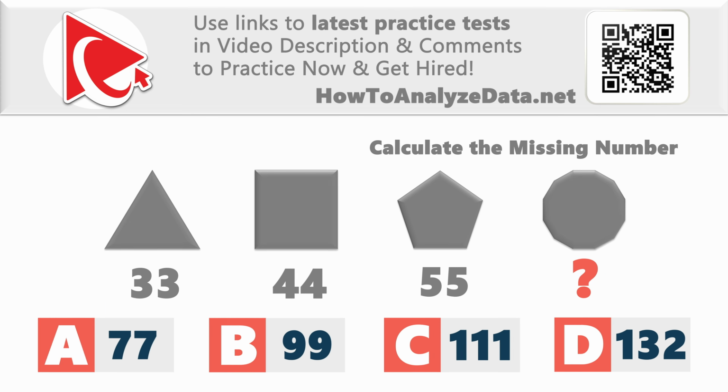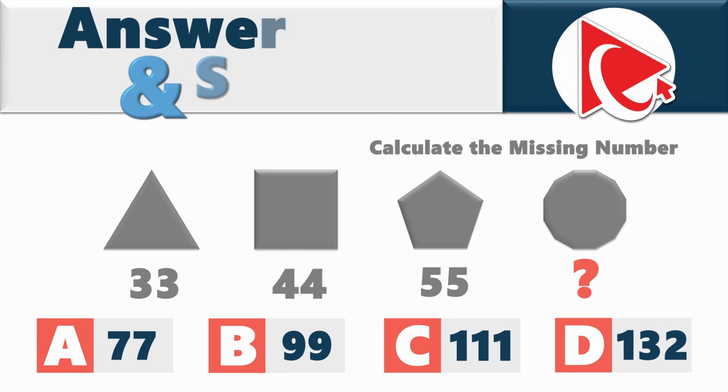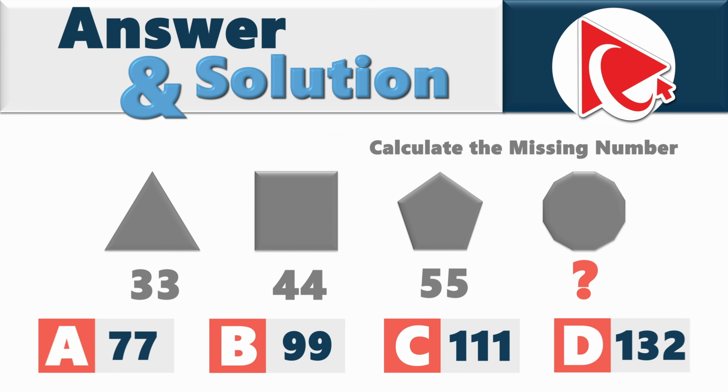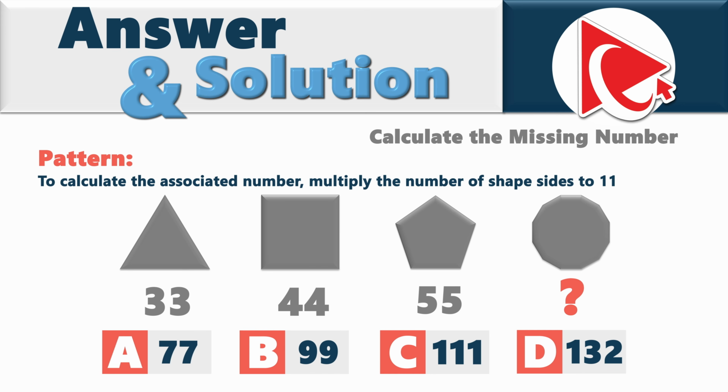Are you ready to show your answer? And the answer in this question is much simpler than you think. To calculate the number associated with the shape, you need to multiply the number of shape sides by 11. Let's look at the example.